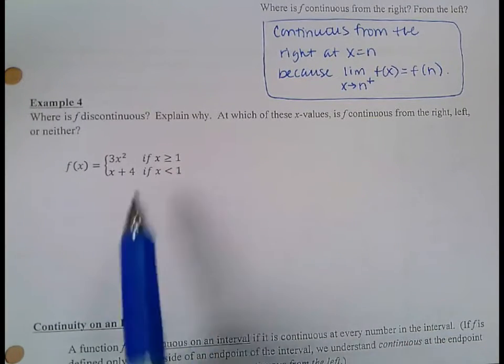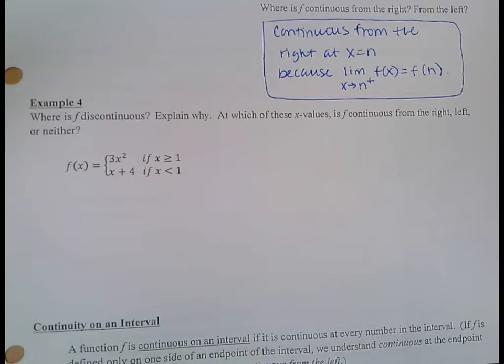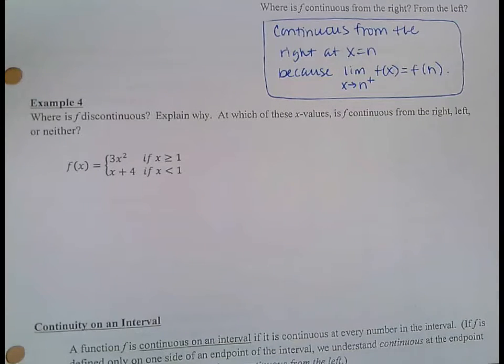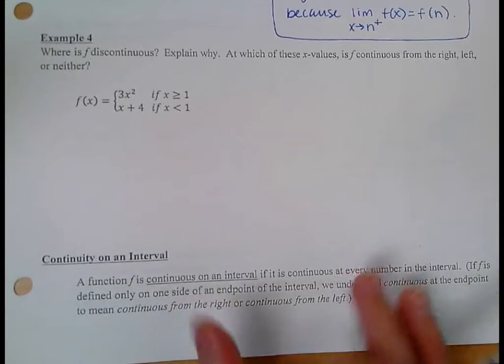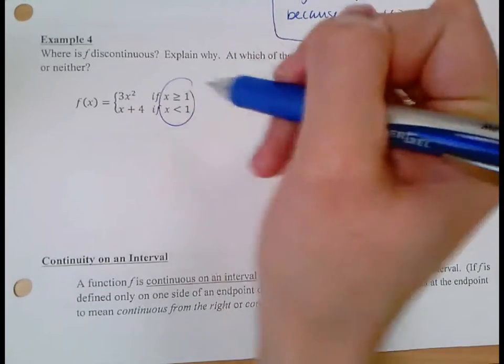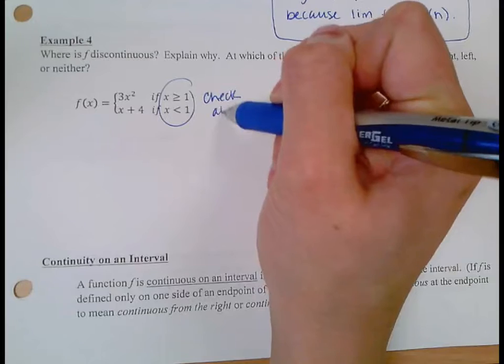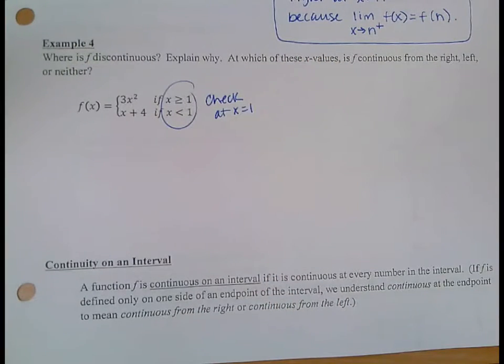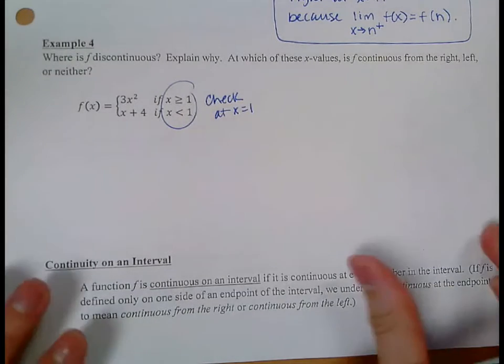So in example 4, here's the function f of x. It says, where is f discontinuous? Explain why. So that would be like what we did in examples 1 and 2. And then, at any values you say it's discontinuous at, you can then go further and specify, is it continuous from the right, left, or neither? So first of all, where in this function should we check to see if it is continuous? At 1. So we're going to check at 1, because that's where your expression and your graph is going to change, or could possibly change.